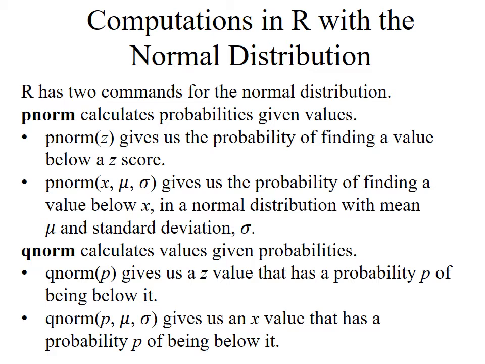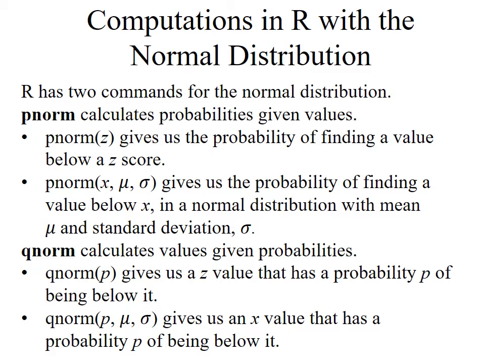pnorm calculates probabilities given values. So if I want to take a z-score and put it in there, I do pnorm of z. That will give me the probability of finding a value below, less than, a certain z-score. Or I can give pnorm a raw score, an x value, and then give it the mean and the standard deviation of my normal distribution. And again, that will calculate the probability of being less than that x value. So pnorm gives me probabilities.